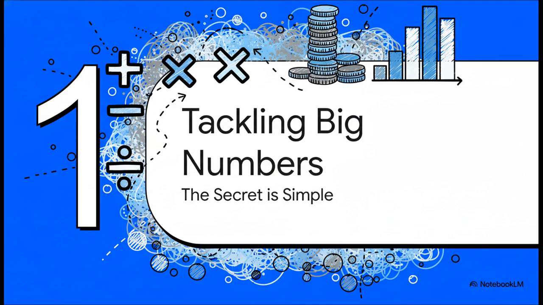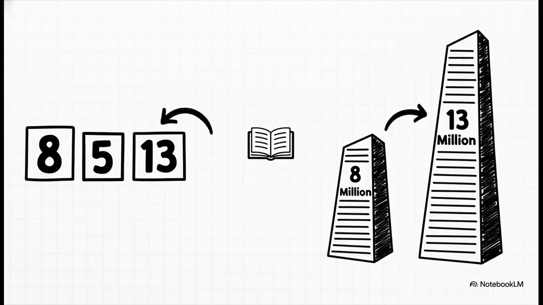So, what is this big secret to dealing with these massive numbers? Well, you're going to laugh because it's actually so simple. And the best part is, you already know it. This is it. This is the whole secret right here. The way you add 8 plus 5 is the exact same way you add 8 million plus 5 million. The only tiny difference is you just have to keep your numbers lined up in neat columns. That's really all there is to it.